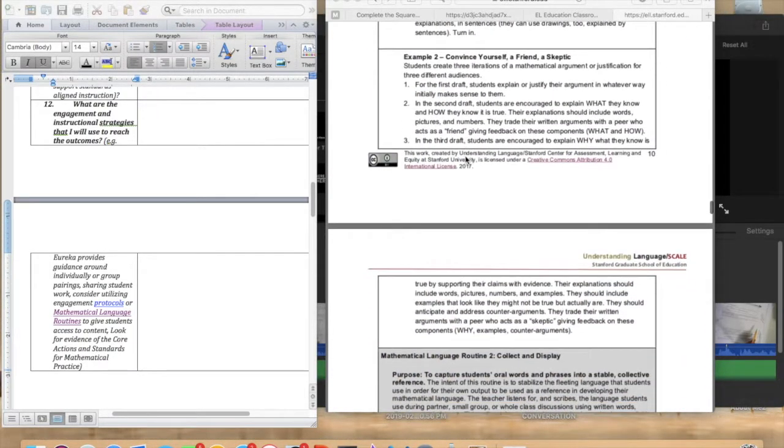But this one, I really love this strategy right here. Convince yourself, a friend, and a skeptic, because it really is asking students not only what they're doing, but how they're doing it and why they're doing it, which I think is really awesome. So these are some strategies that you can use, and now we're going to dive into the actual lesson. And these are some tools, and I'll provide a link to both of them in the notes.